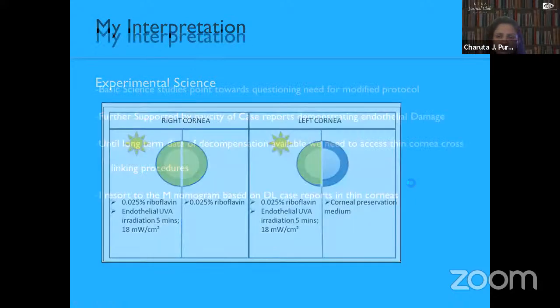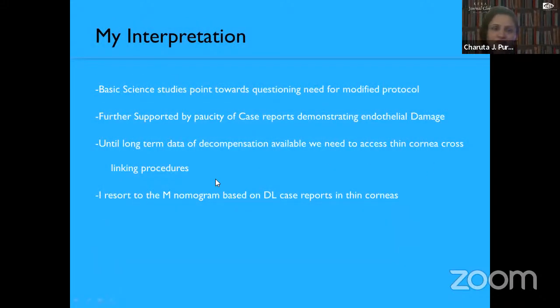So coming with this in mind, the basic science studies point towards questioning the need for a modified protocol at all in cases of ultra thin corneas. This is further supported by the paucity of case reports, as I demonstrated in the initial literature review. Also, despite all my points against this article itself, unless we have long-term data on decompensation available, we cannot actually say that it's probably safe even for thin corneas.